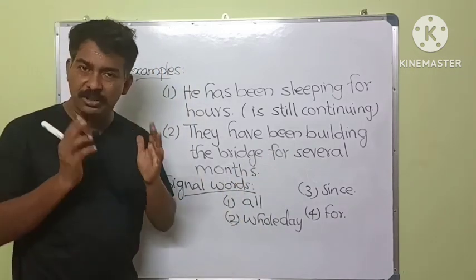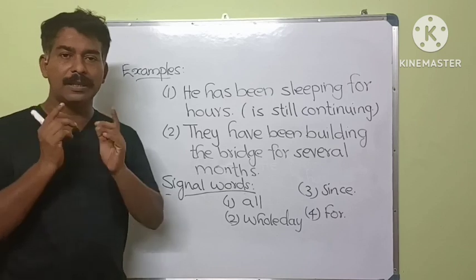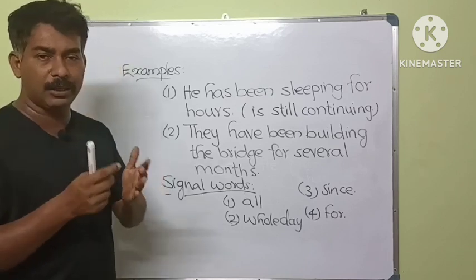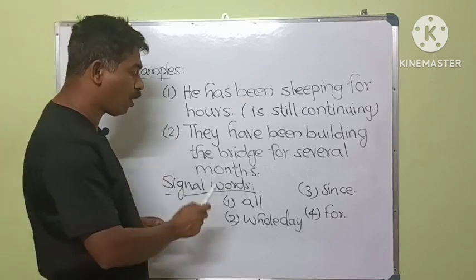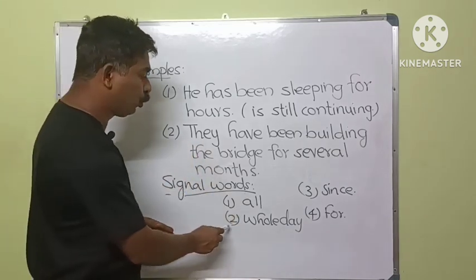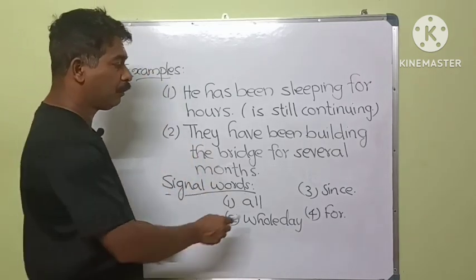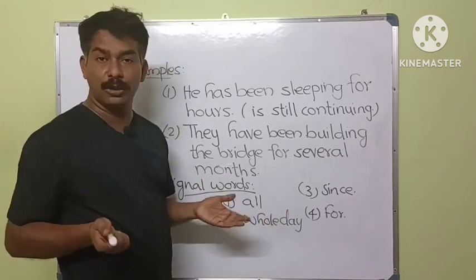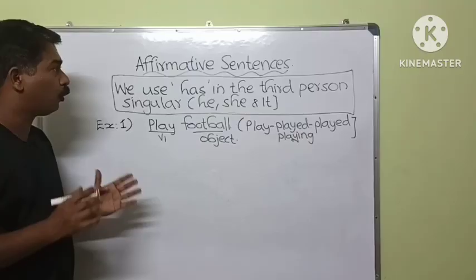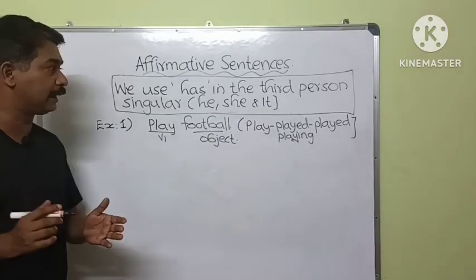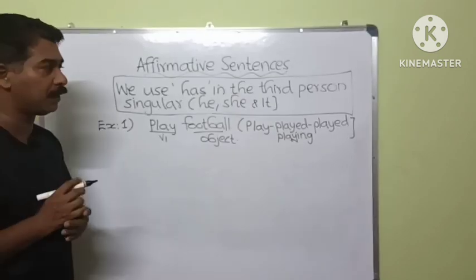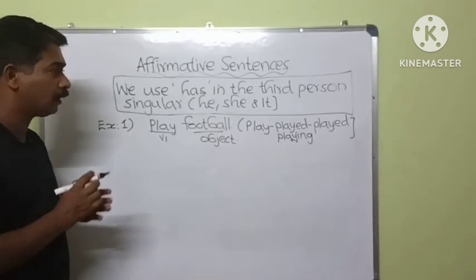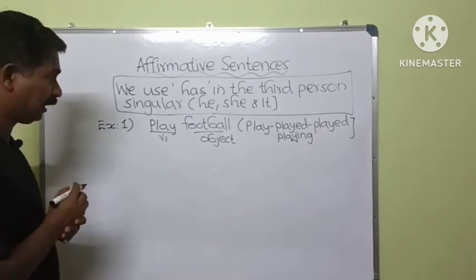Signal words tell you which tense you have to use. The signal words in present perfect continuous tense are number 1. All. Number 2. All day. Number 3. Since. And number 4. For. Formation of affirmative sentences. We use has in the third person singular. They are, he, she, and it.